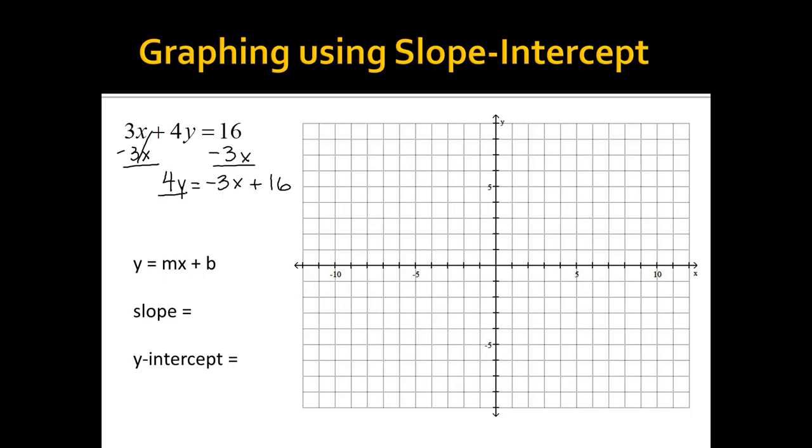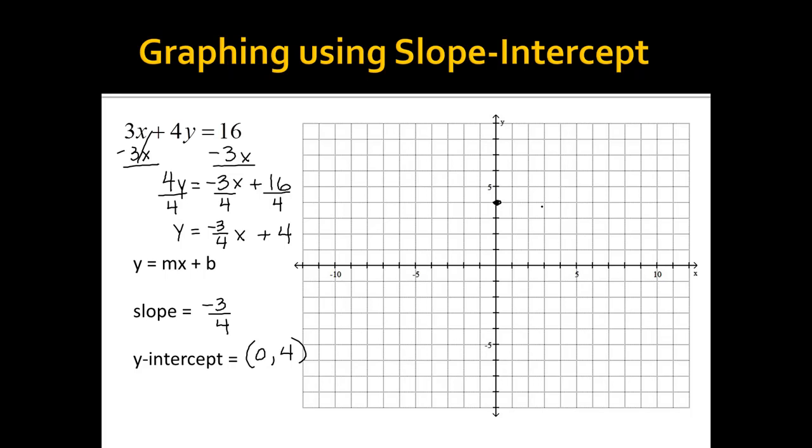I want to divide everything by 4. So I get y is equal to negative 3/4 x plus 4, because 16 divided by 4 is 4. So my slope is the coefficient of the x, that's negative 3/4. My y-intercept has an x-coordinate of 0, a y-coordinate of positive 4. I always start with the y-intercept, so I go up to 4 on the y-axis, and I put a point.